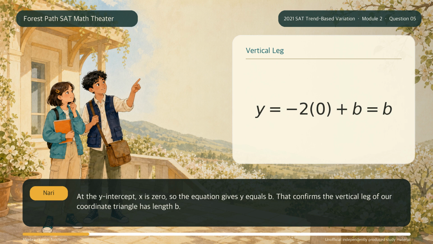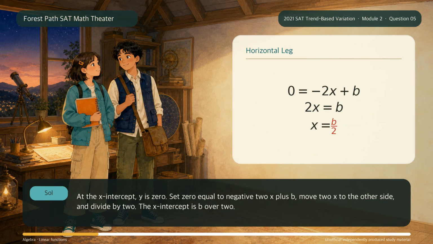At the y-intercept, x is 0, so the equation gives y equals b, which confirms the vertical leg of our coordinate triangle has length b. At the x-intercept, y is 0. Set 0 equal to -2x plus b, move 2x to the other side and divide by 2. The x-intercept is b over 2.